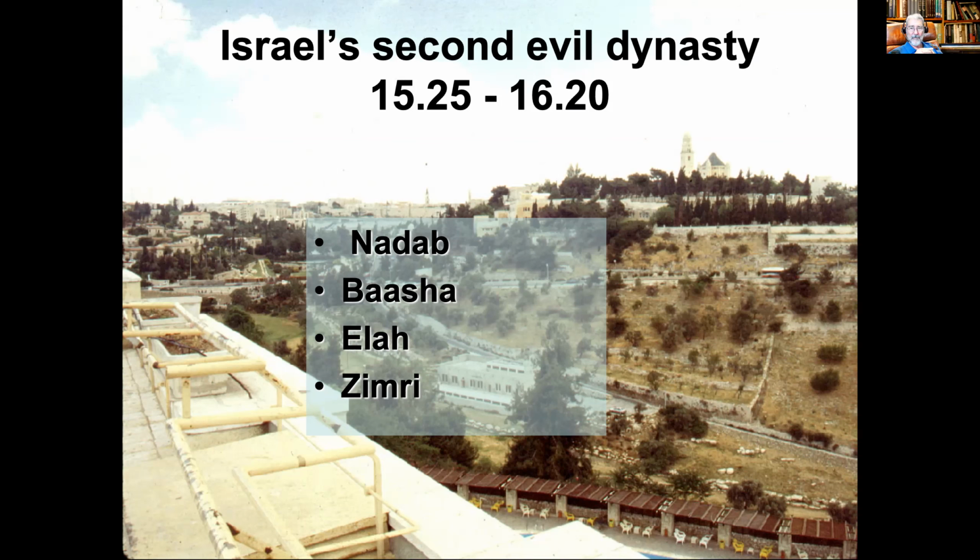Elah managed to survive for 2 years until he was wiped out by a character by the name of Zimri, who reigned for, wait for it now, 1 week, which is a new record. This was in the year 885 BC. And poor old Zimri didn't last very long. He was done away with almost immediately.